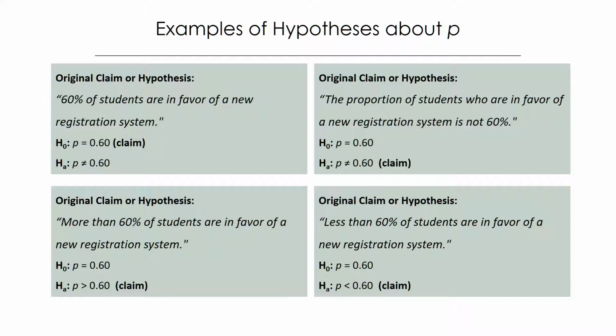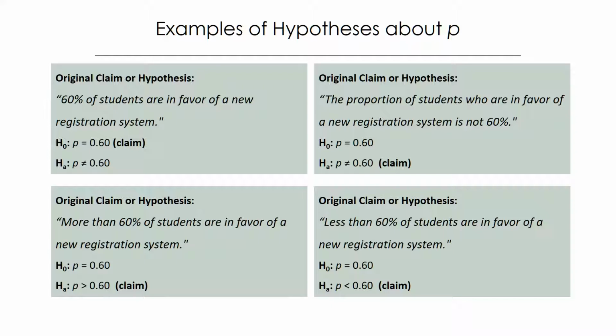In the lower left-hand corner, we see an example of a claim or hypothesis that says that more than 60% of students are in favor of a new registration system. So that claim is also the alternative hypothesis because it is stating that the proportion differs from 60%, in this case that it's more. Again, the null hypothesis always has to be that the proportion is equal to some value because the null hypothesis is the underlying assumption of the test. And so it has to have a specific value for the population proportion to use in calculations.